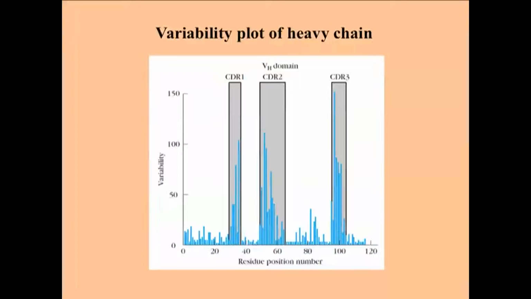Thus, if we calculate variability at each position of the polypeptide chain and then plot it, the variability plot of the heavy chain will show this graph, where we can see that variability is maximum at 3 regions. In the variable region of 110 amino acids, 3 regions contain maximum variability. These 3 regions are called hypervariable regions.